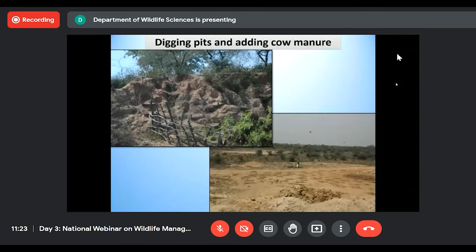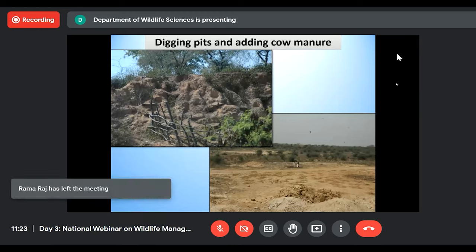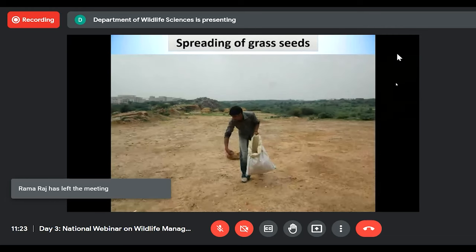Then you have flatland, you have slopes out of the mining. So strategically, this slope stabilization plantation was also done, and then the flatlands plantation was also done before going to digging pits, and everything was done. Next, please.